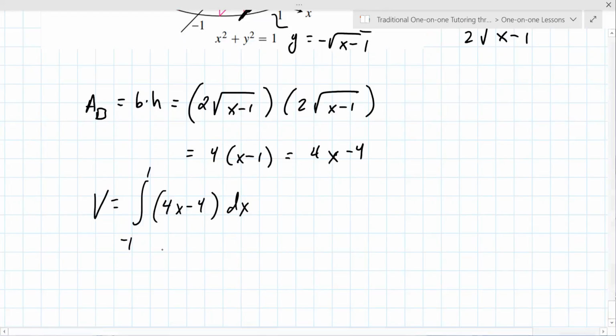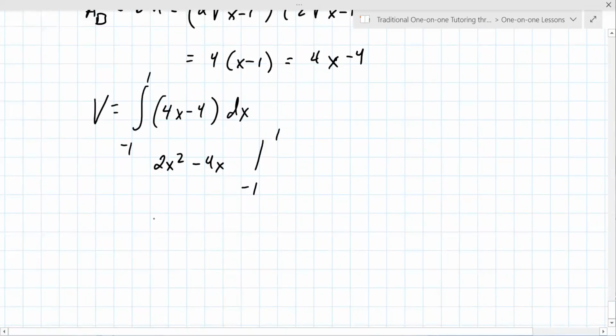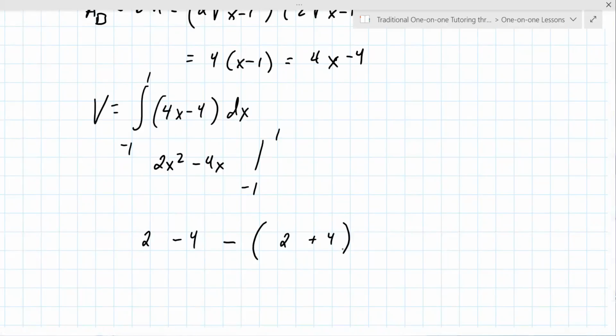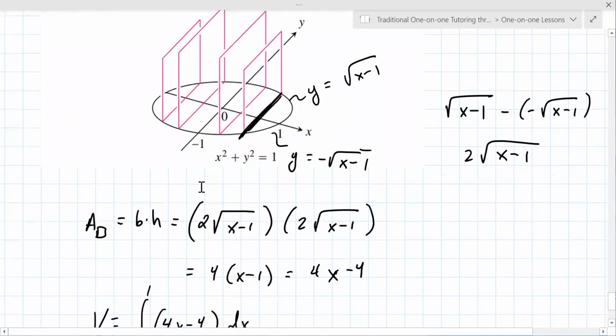Okay. What is that? 2x squared minus 4x evaluated from -1 to 1. So that's 2 minus 4. That's not good. Okay, maybe there's a mistake here. 2 plus 4. Yeah, that's not good. Something's amiss here, because you can't get a negative volume.